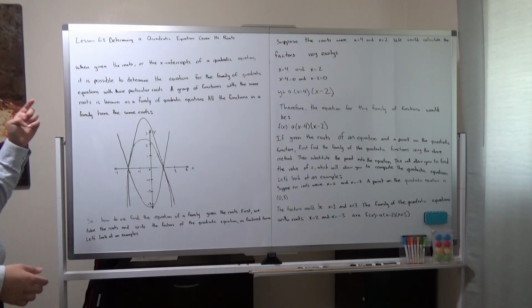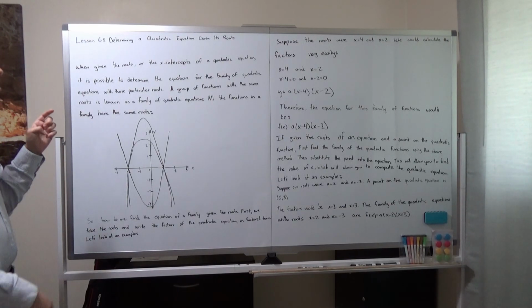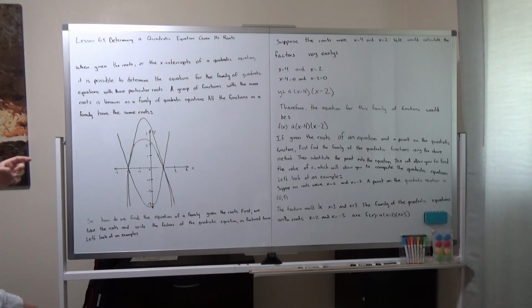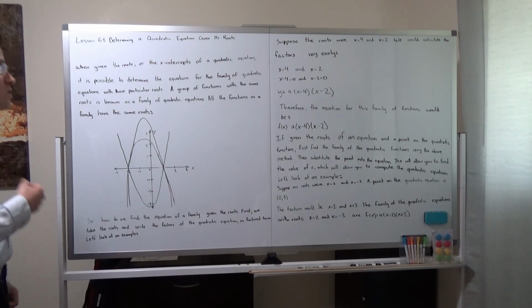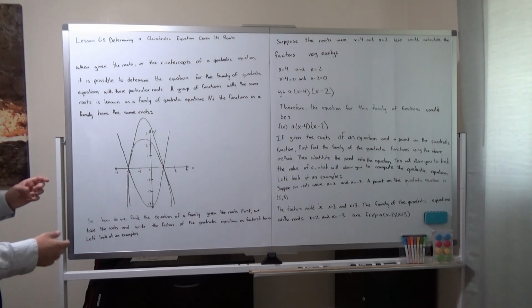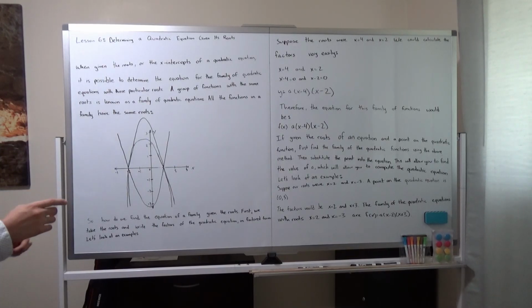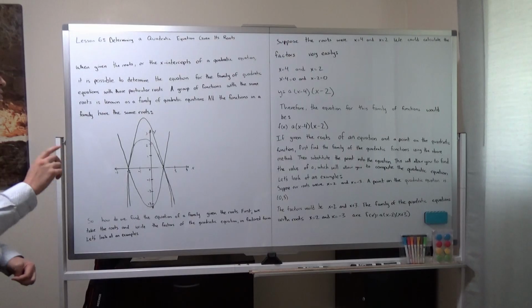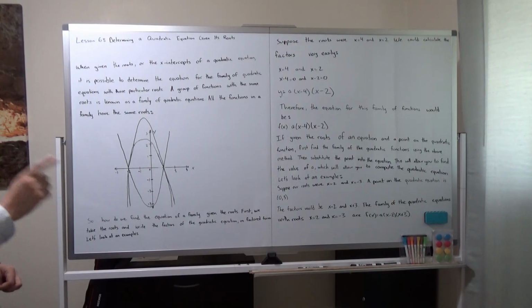Lesson 6. Determining a quadratic equation given its roots. When given the roots or the x-intercepts of a quadratic equation, it is possible to determine the equation for the family of quadratic equations with those particular roots.